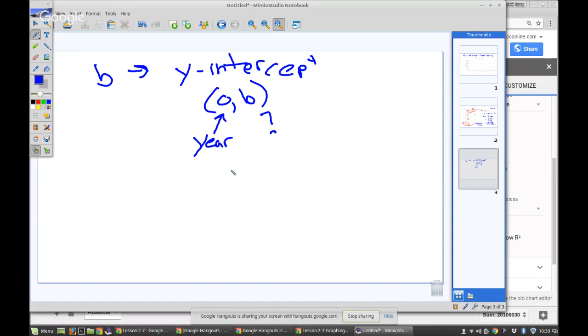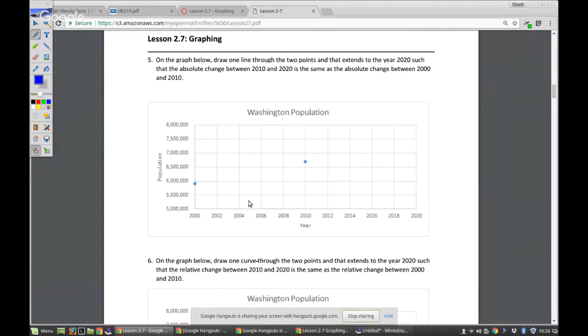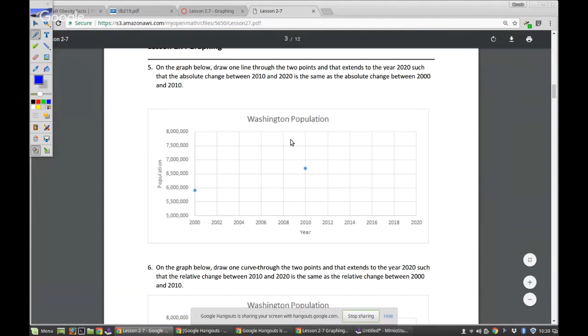You're going to draw a nice straight line from the first point to the second point for number 5 on the worksheet. So get out that worksheet. On number 5, we're going to reproduce what the computer just did for us. Number 5 asks us to use the absolute change to predict the population in 2020. To do that, we're going to use a ruler to draw a line between those points.